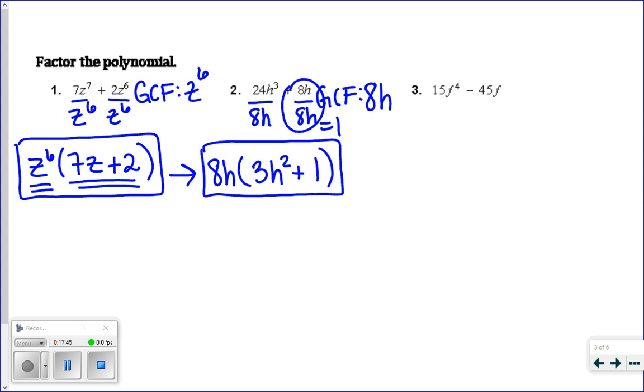I'm going to go a little bit faster. 15 and 45 are the GCF here. A lot of people might say 5, and they're not wrong, but that's not our greatest. 15 goes into both of those. 15 goes into itself and into 45. So that's going to be our numeric GCF.